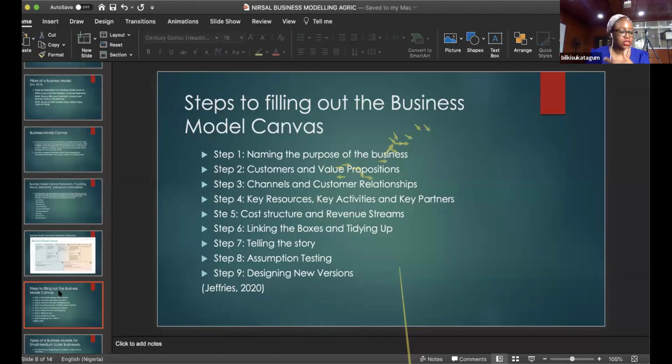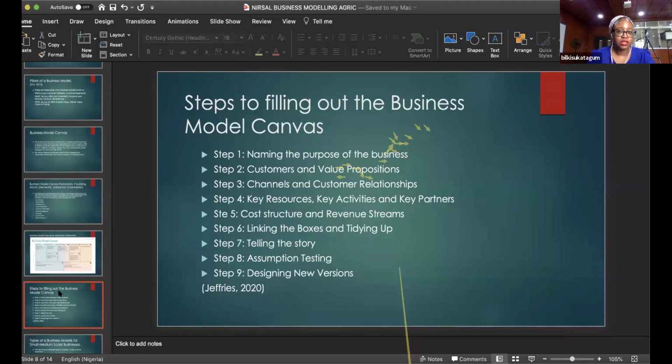Then step 4 is keying in your key resources, key activities, and key partners. There are 3 different boxes there. Now, the key resources, you're going to state where you're going to get your resources from, and the people, the places. It consists of people, your places, the machines and equipment that you require, what patents you need, what kind of assets you may require. It's not like a complete inventory of everything, but just a list of resources that you require for the business to run.